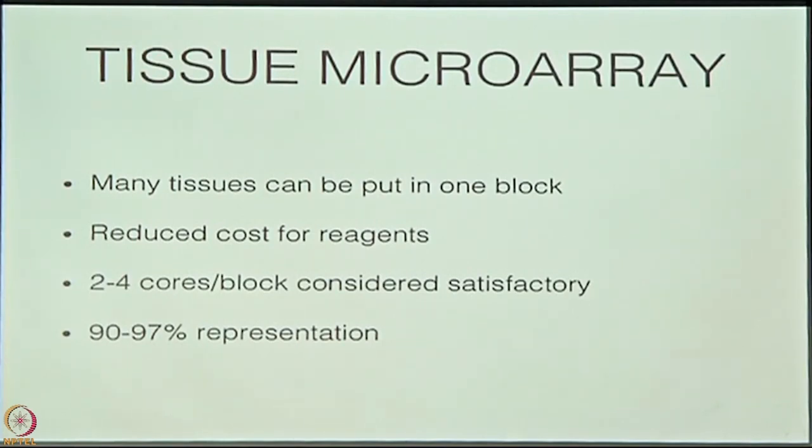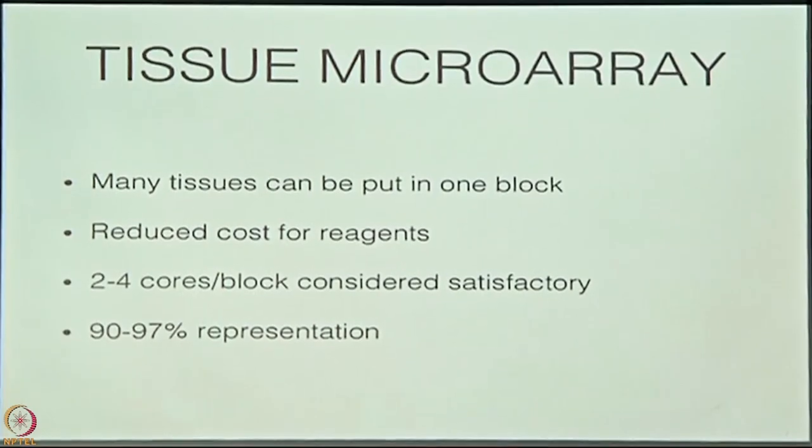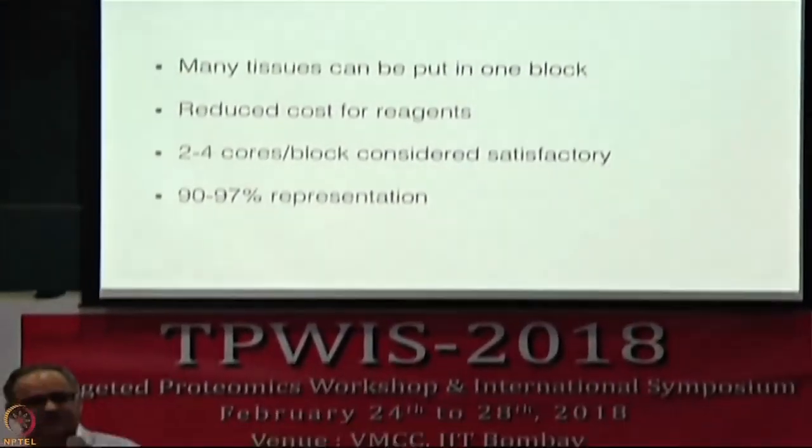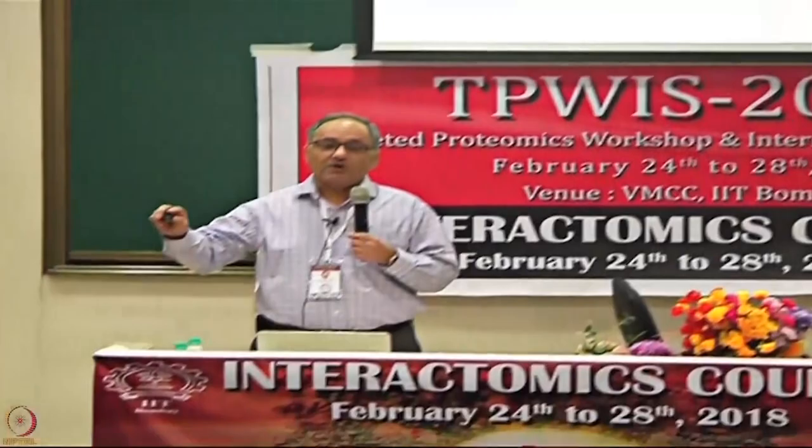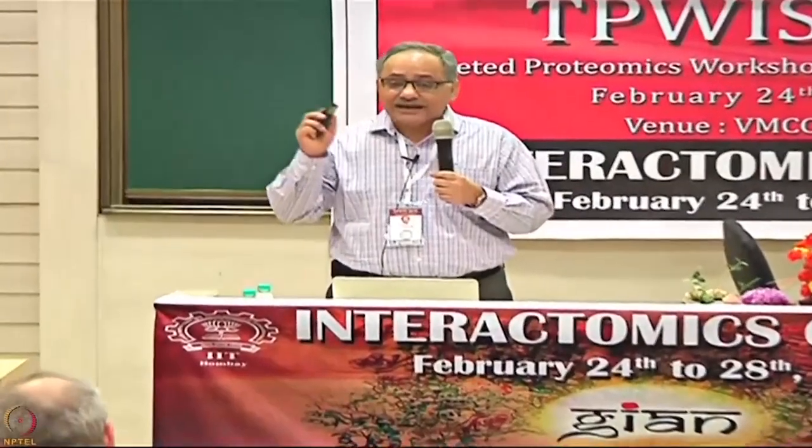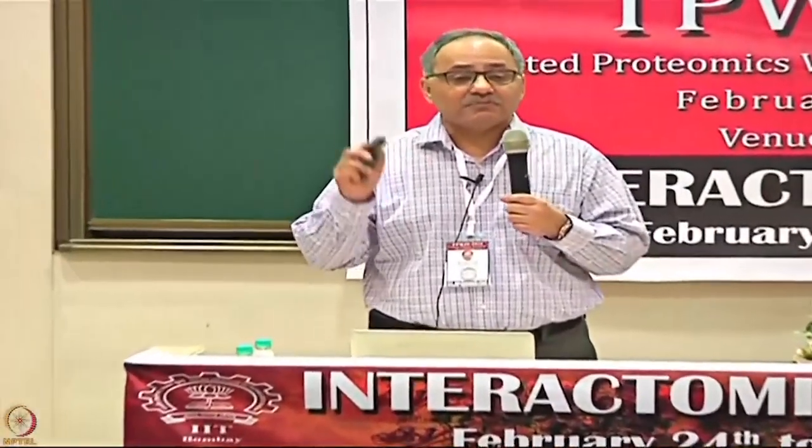2 to 4 cores is normally okay. Most people internationally use 2 cores for a cancer. The protein atlas uses 2 cores for a cancer, but for normal tissues we use 3. And if you do that, then we get a 90 to 97% representation of the original block, provided the correct areas have been marked by the pathologist.